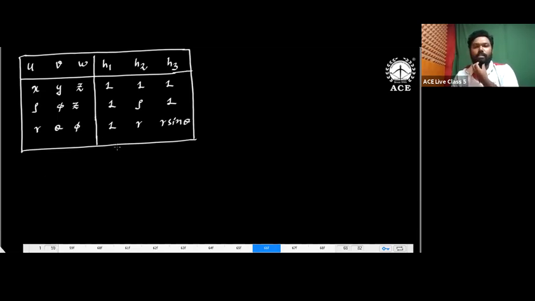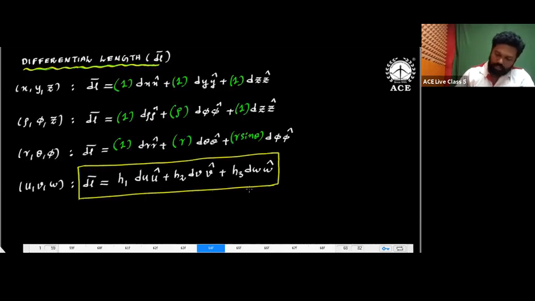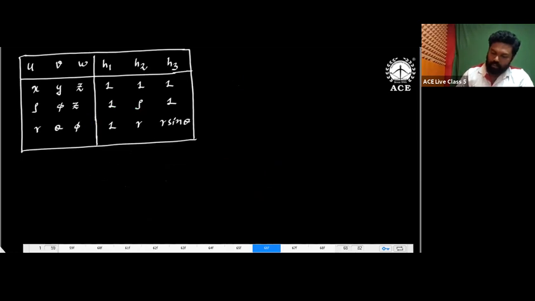Clear? Yes. So let us try to find out. Let us try to write what is called a differential surface, beta. We have done it for the differential length. Let us try to find out the standard form. I'm going to turn the page here. Differential surface.